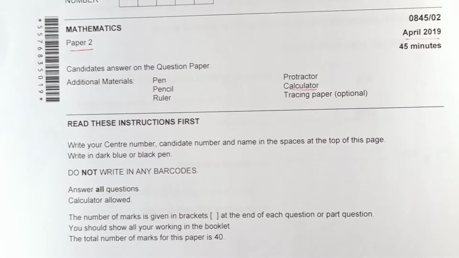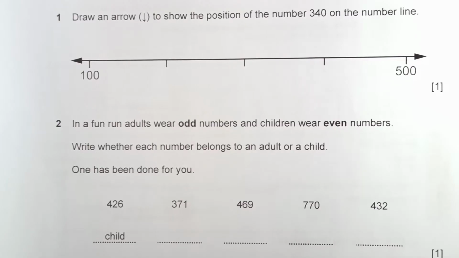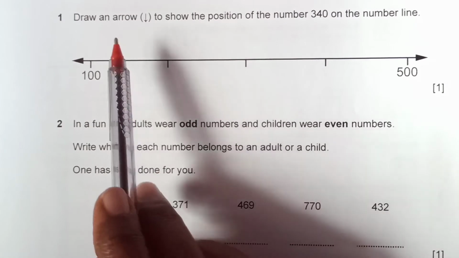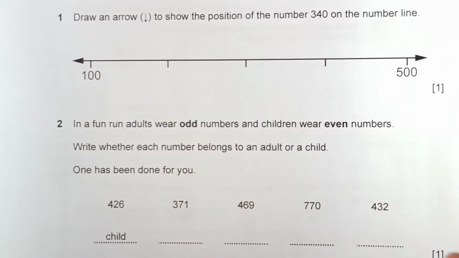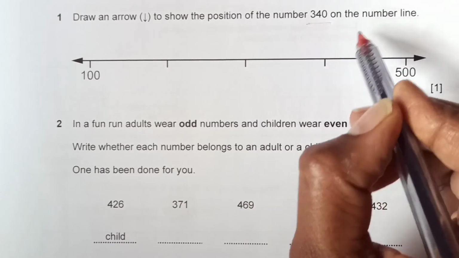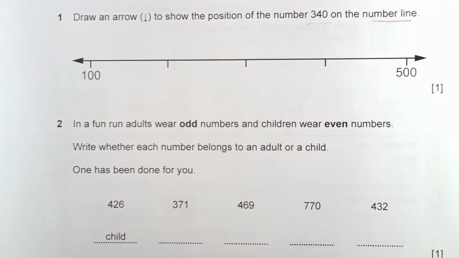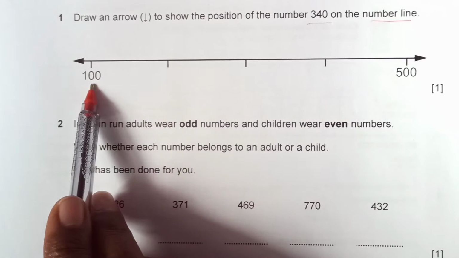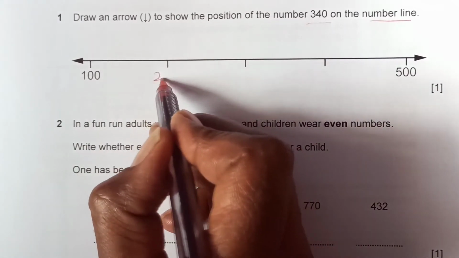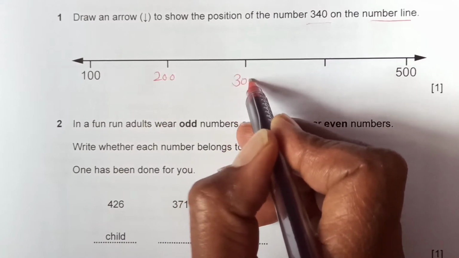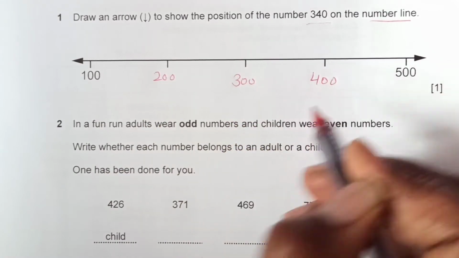So let's start. Question 1, draw an arrow to show the position of the number 340 on the number line. We are given this number line here. The initial point is 100 and this is 500. So we can see this is 200, this will be 300 and this is 400.